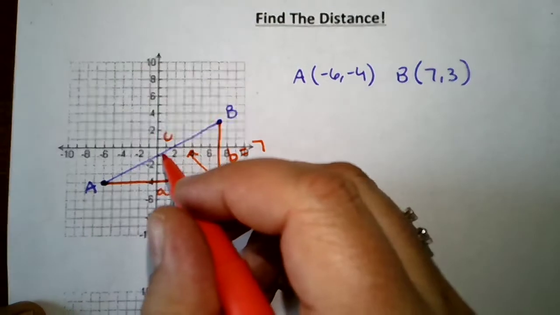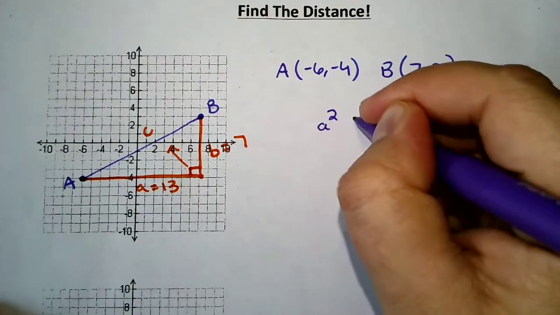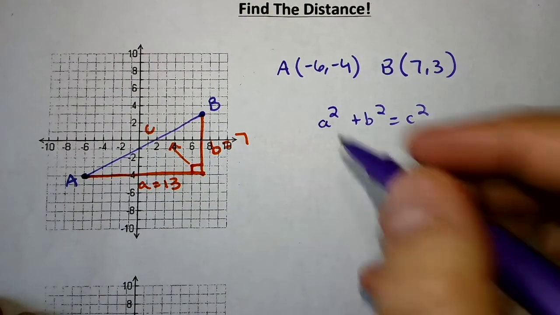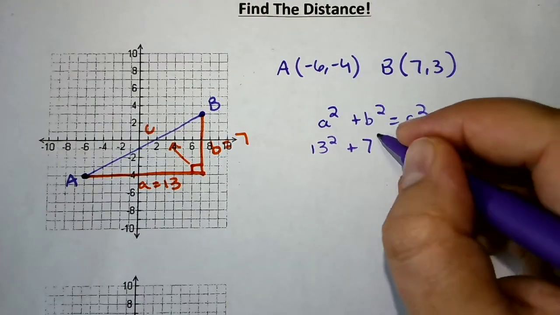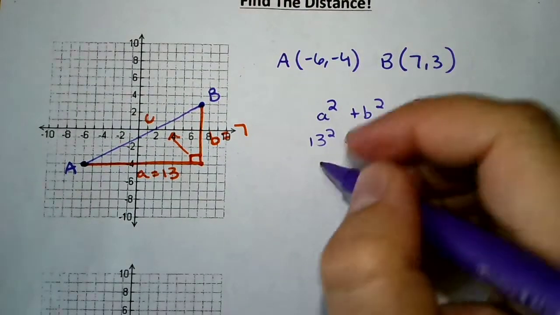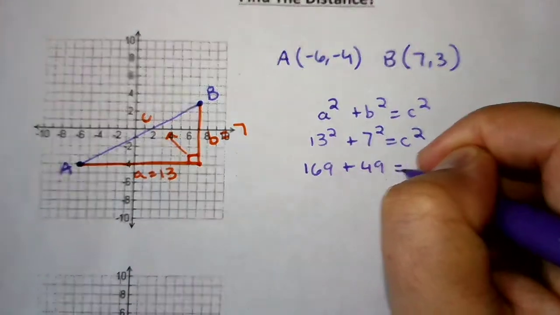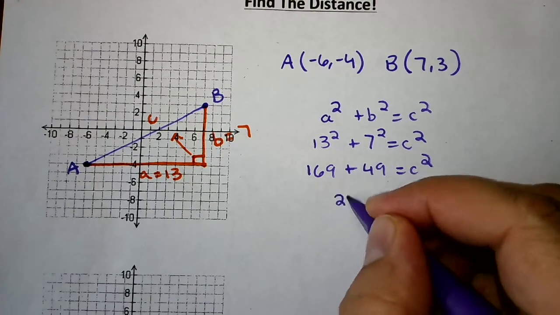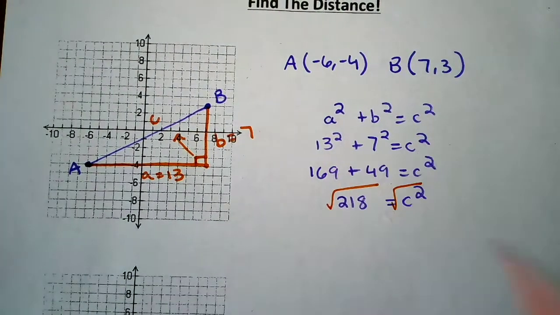So knowing that, we're going to use the Pythagorean theorem to find the hypotenuse C. So A squared plus B squared equals C squared. So A, 13, B, 7, and then C squared. So 13 squared is 169, 7 squared is 49. Add those 2 together, and you will get 218, and then finish off by square rooting.